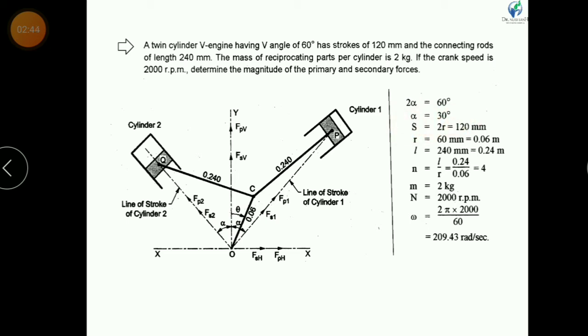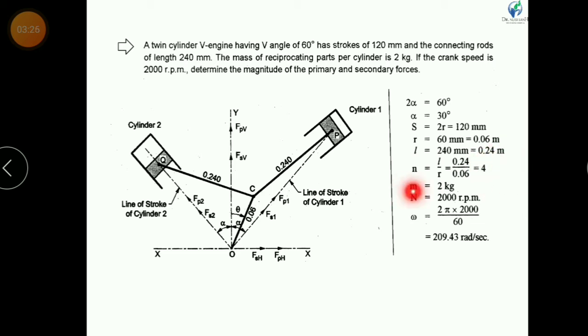Now the stroke is given as 120 mm, and we know that stroke S is equal to 2 times the radius, so we write 2r, and we get the radius of crank as 60 mm, meaning 0.06 meter. Now the length of the connecting rod is given as 240 mm, so we consider 0.24 meter. So we have the radius of crank and the length of connecting rod, so we can calculate the obliquity ratio, small n, equal to L upon R. So we get L upon R is equal to 4.